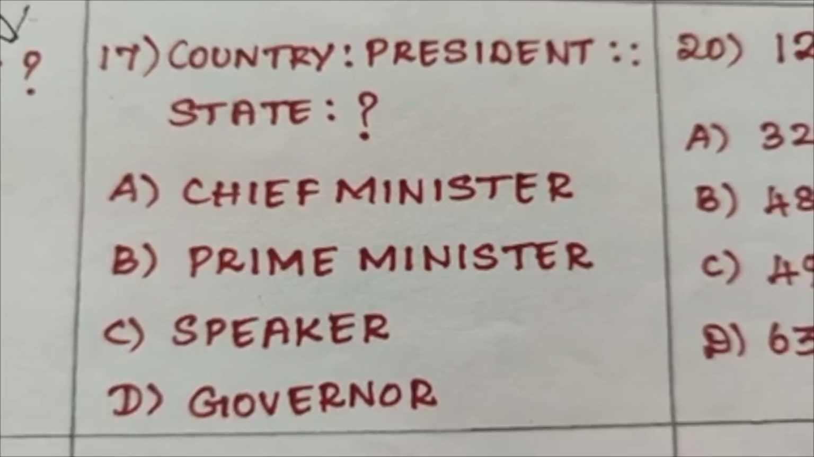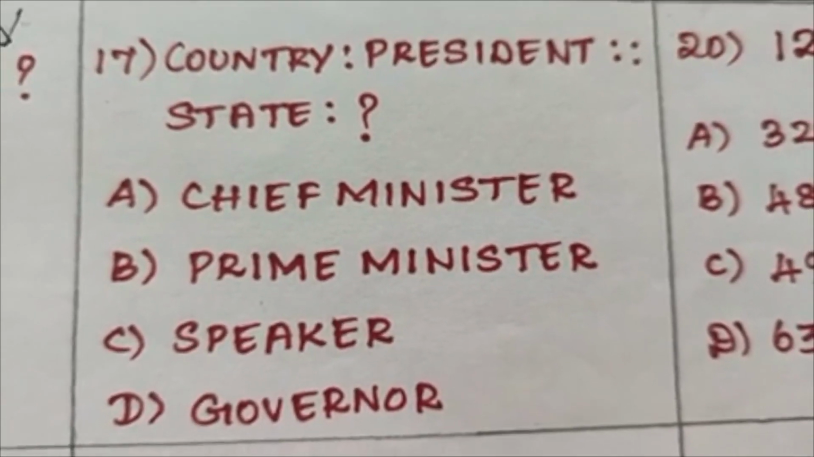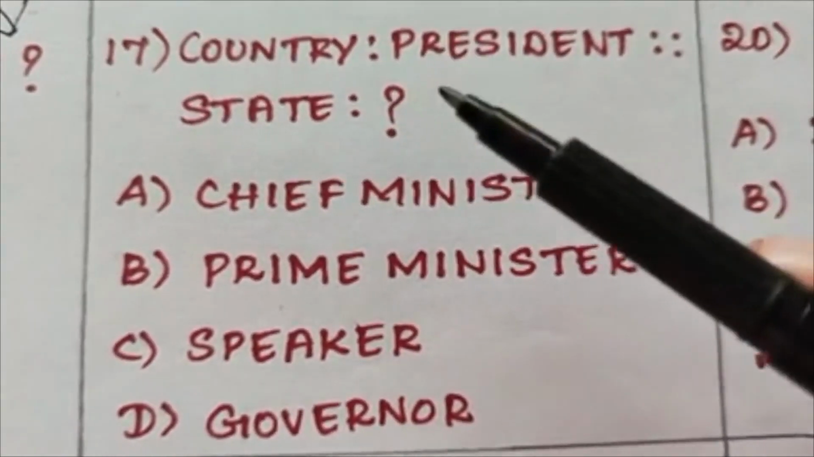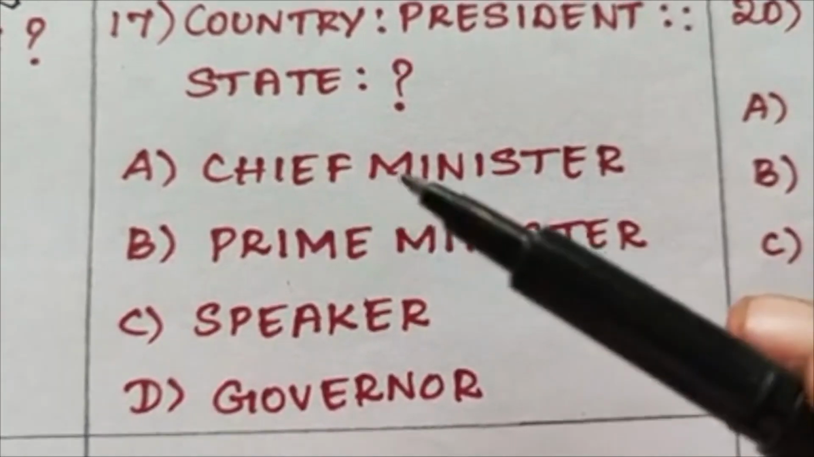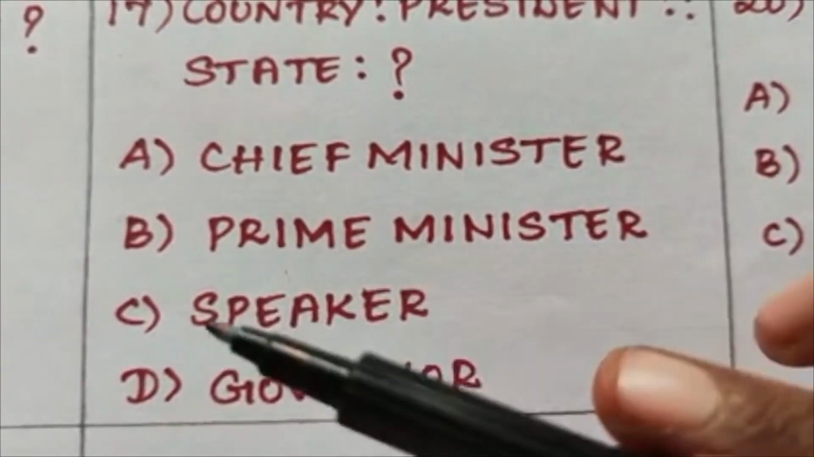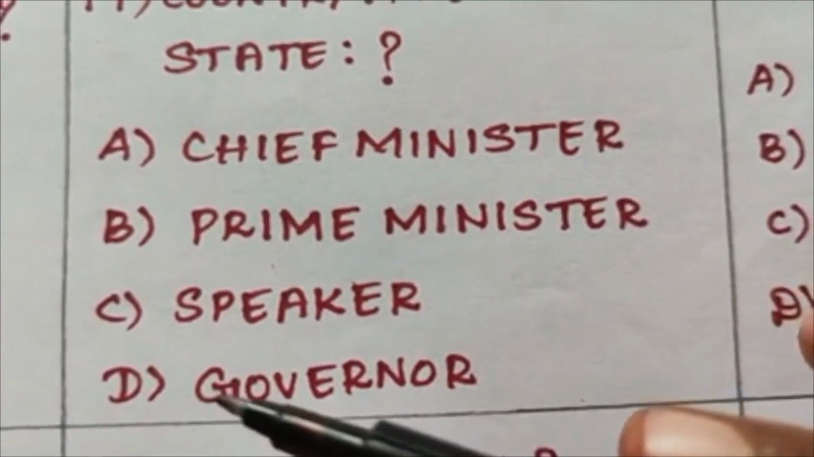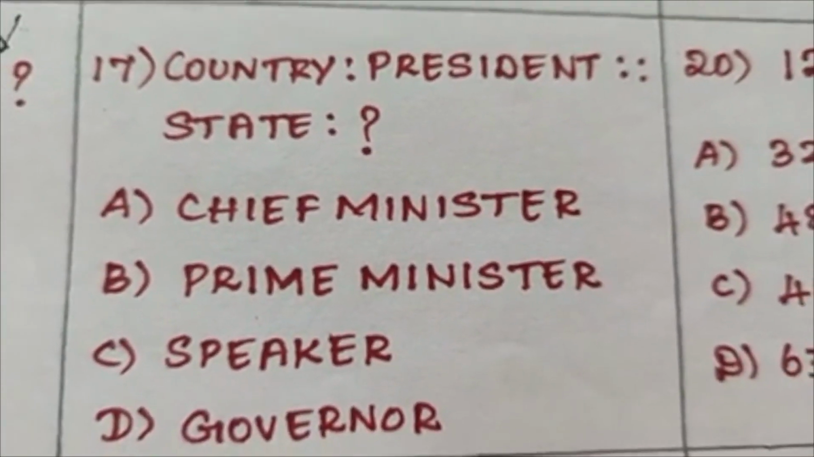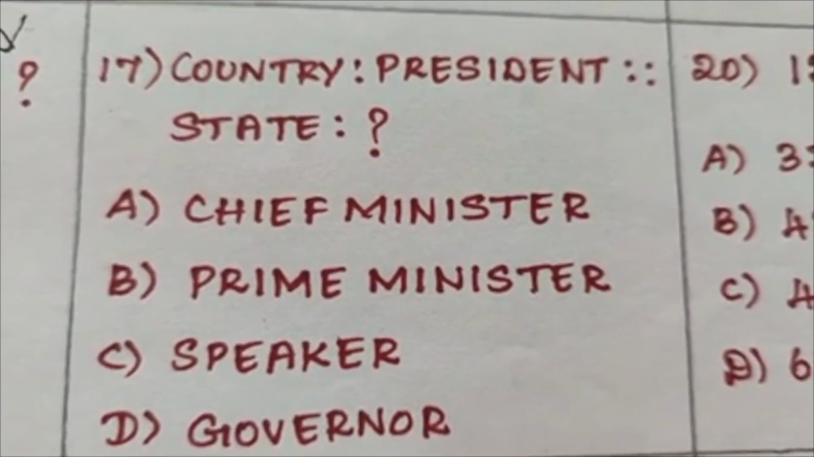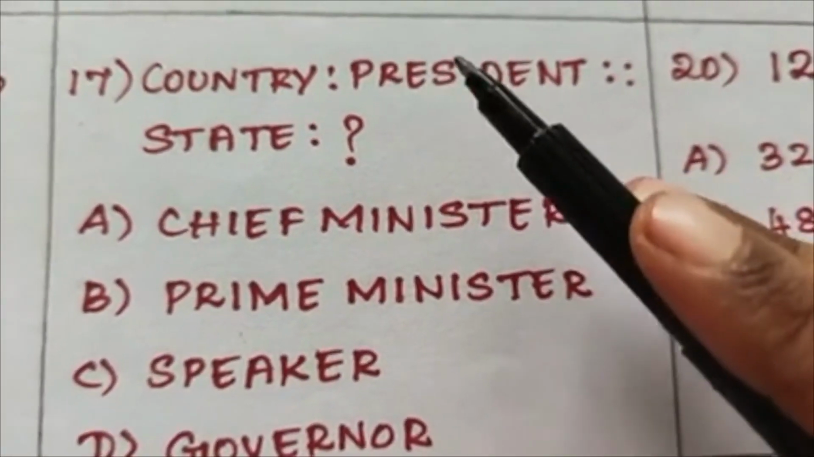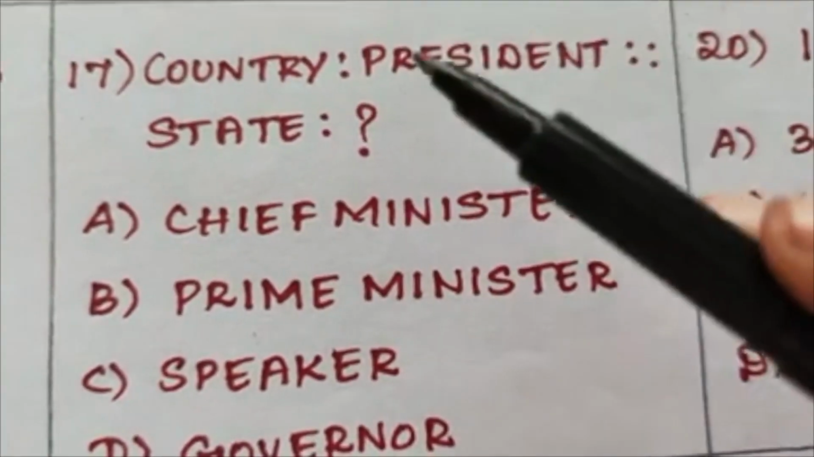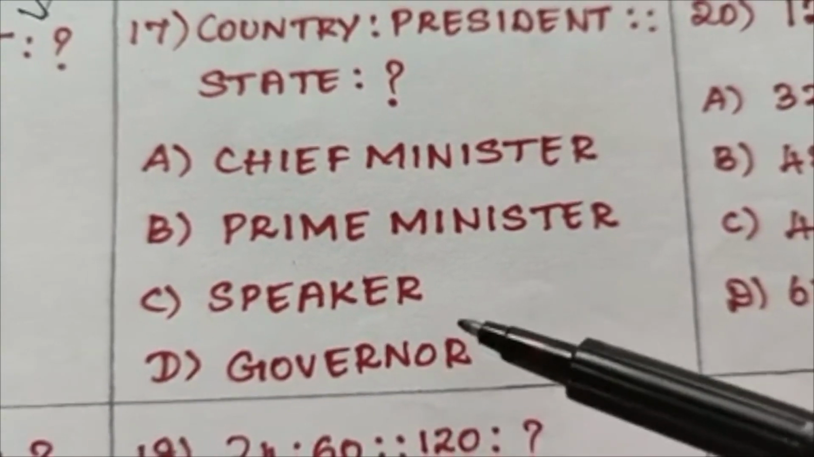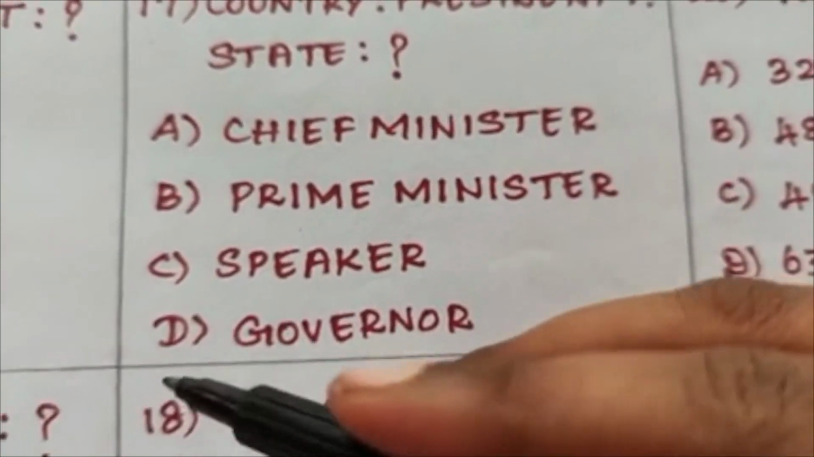Next question number 17. Country is related to president. In the same way, state is related to what? Option A, chief minister. Option B, prime minister. Option C, speaker. Option D, governor. Okay. So what is the relation between country and president? President is the higher official of the country, right? In the same way, who is the higher official of a state? Governor. Governor is the higher official of the state. So the right answer is option D, governor.